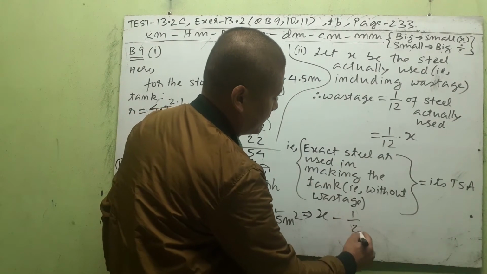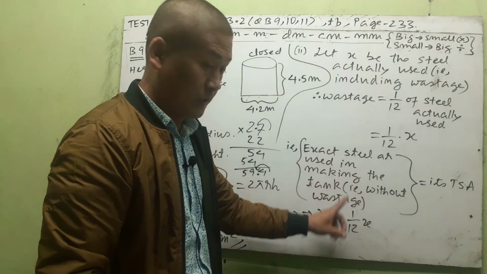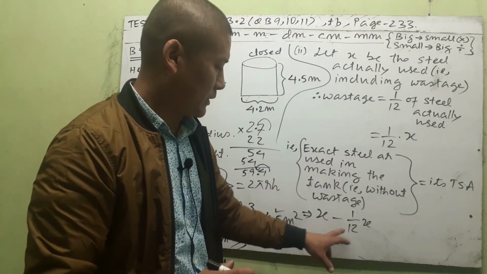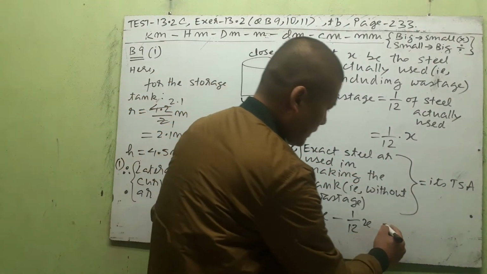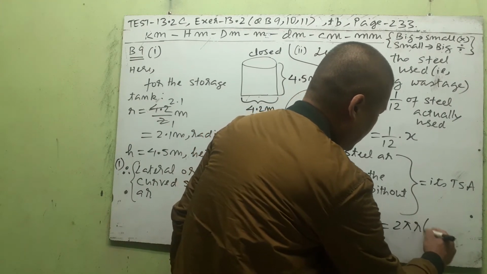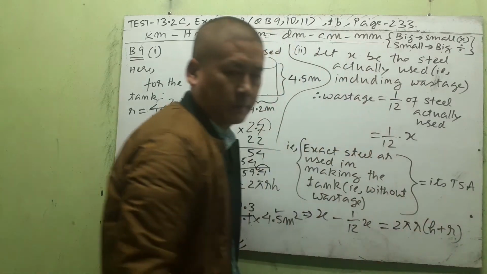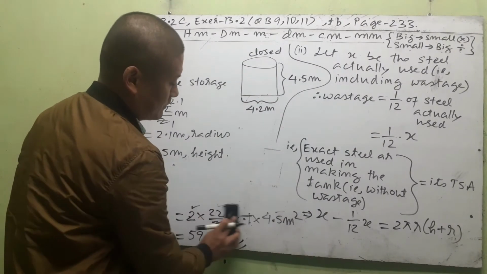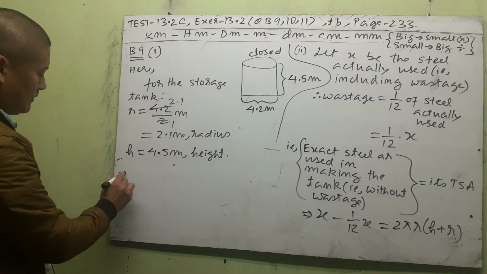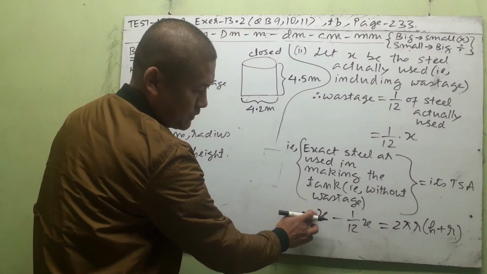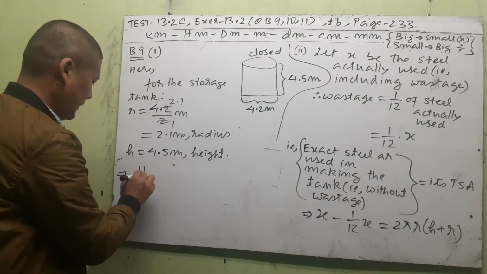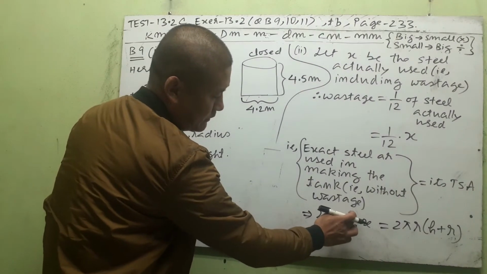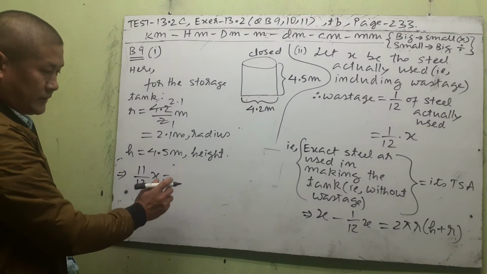So that implies now the steel used total including wastage is X minus wastage, 1 by 12 X, will be the exact steel used without wastage. Total minus wastage is the exact steel used in fitting the tank. So exact steel here is X minus 1 by 12 X, the left side. And its total surface area formula is 2 pi r into H plus R. This part is completed, so let us just wrap it up and continue. So next, that implies 12 into x is 12x minus 1x is 11x. So 11 by 12 x, same thing.